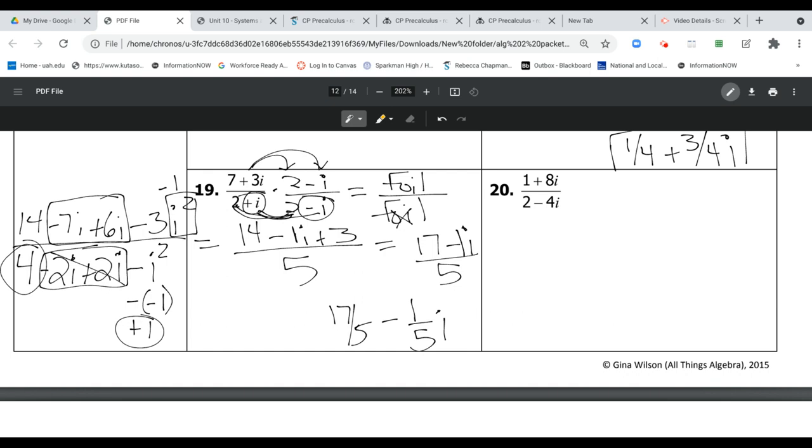The last one works the same exact way. We're going to multiply by the conjugate of the denominator, which would be 4 plus 2i. I'm sorry, it would not. I read my numbers completely backwards. It would be 2 plus 4i. So we're going to completely FOIL the top. When we FOIL the bottom, the O and the I should cancel.